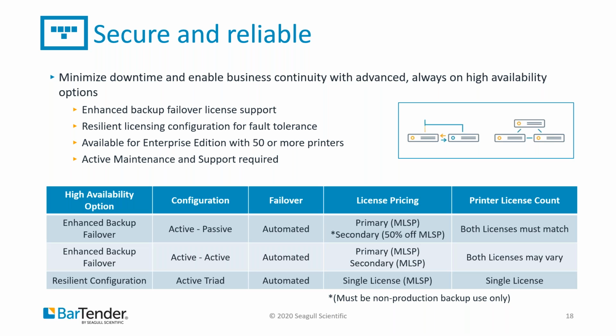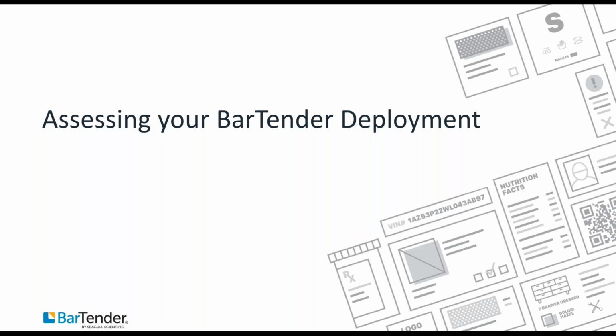Note that these high availability options are available for Enterprise Edition customers with 50 or more printers and an active maintenance and support agreement. Well, that was a quick look at some of the major features and highlights for BarTender 2021. I'm going to now turn the presentation over to Manny to help you assess your current BarTender installation.